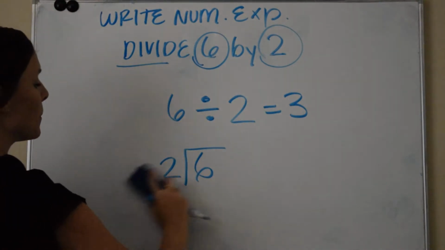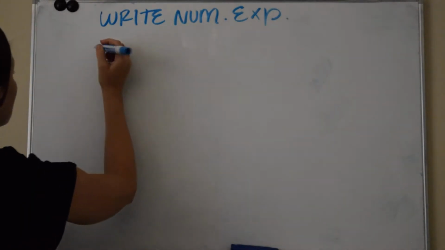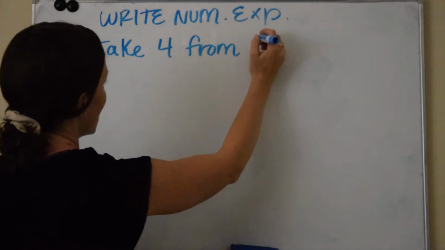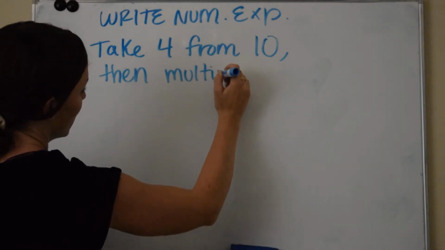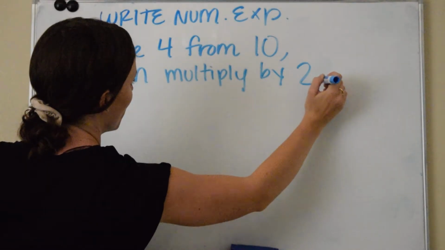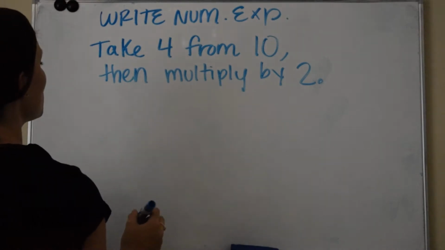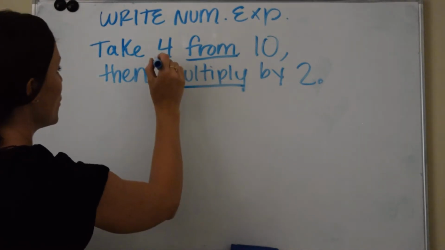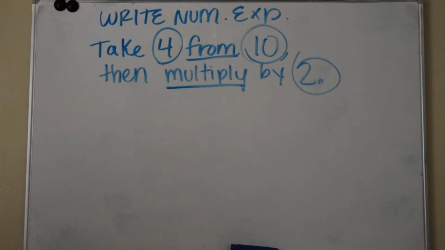All right, let's go ahead and see one where it has more than one operation. What if it says take 4 from 10, then multiply by 2. Okay, we have 2 operations and 3 numbers. So it says take 4 from 10, then multiply by 2. So I have a 4, a 10, and a 2. All right, what if you take 4 from 10? If you're taking something away, that's subtraction.